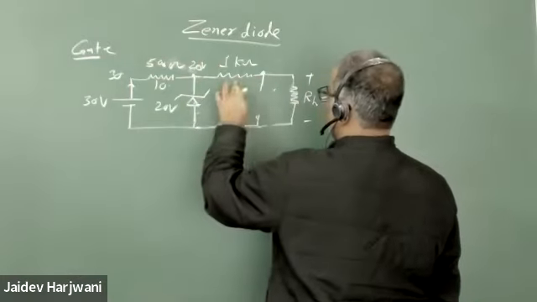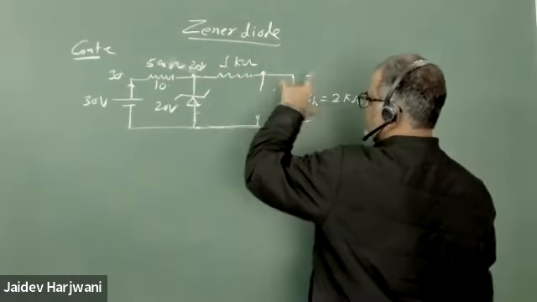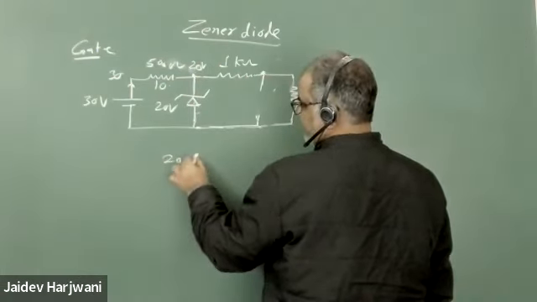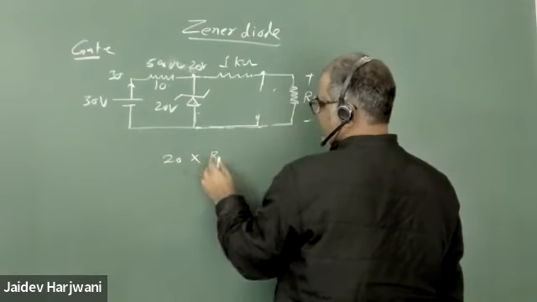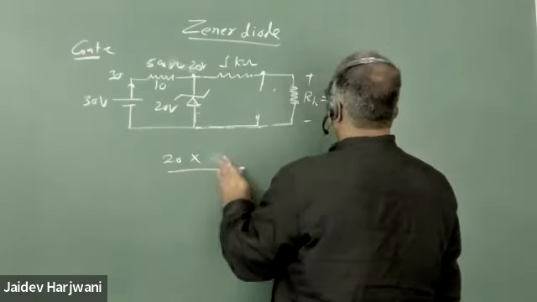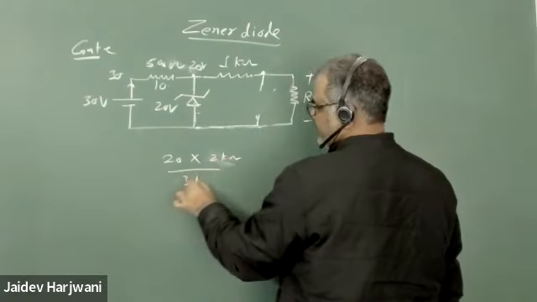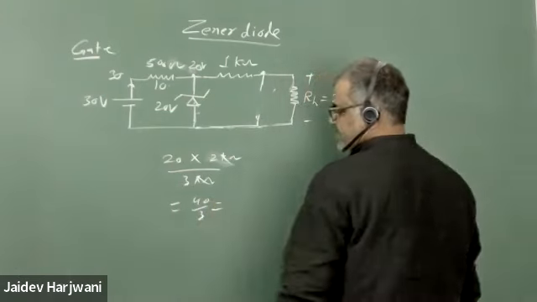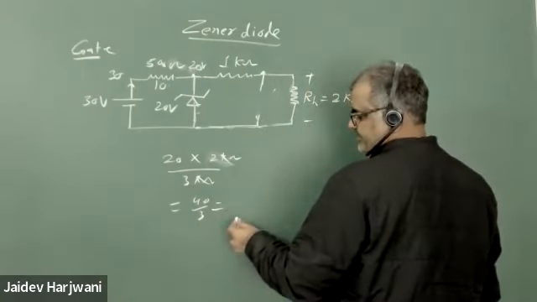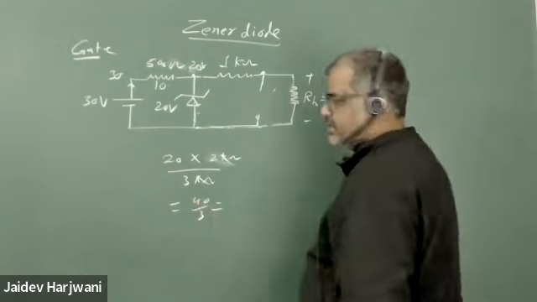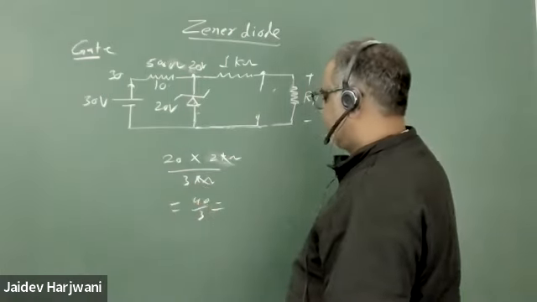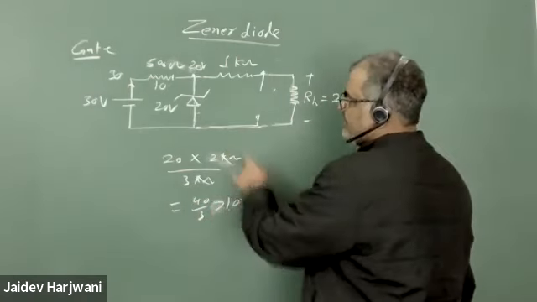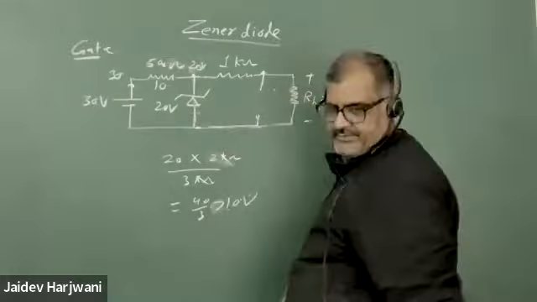So how much do I want here? How much loss across this 2 kilo ohm? You have 20 total, and that will be distributed between RL and this. RL is 2 kilo ohm and this is 3 kilo ohm. So this is 40, and 40 divided by 3 is 13.4, which is more than 10, obviously. So if I'm assuming this is conducting, this must be conducting.